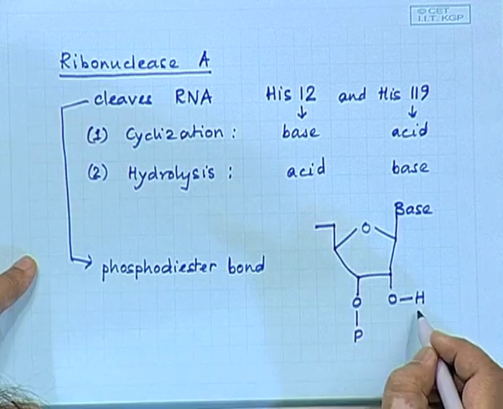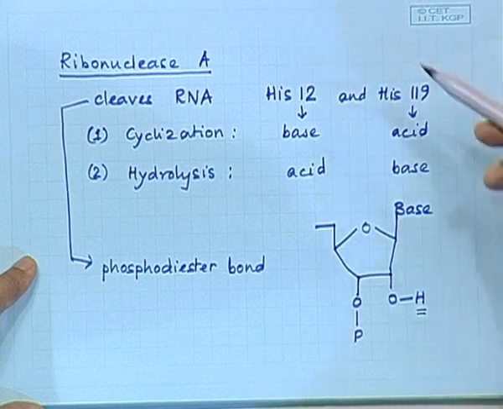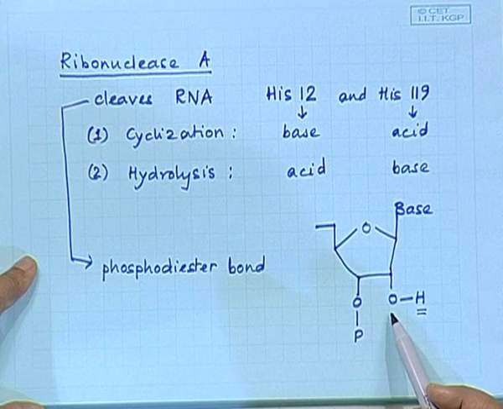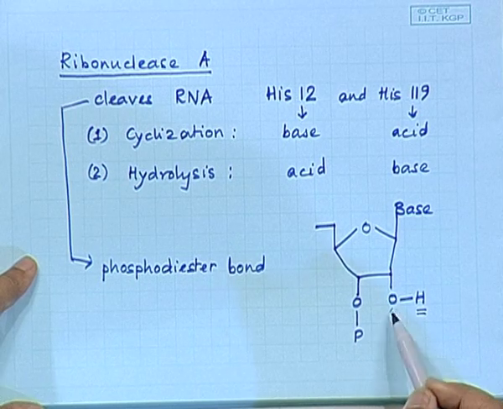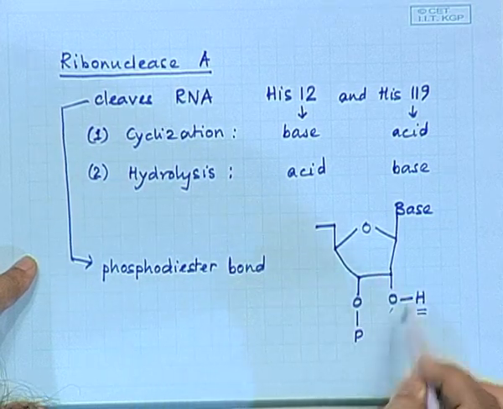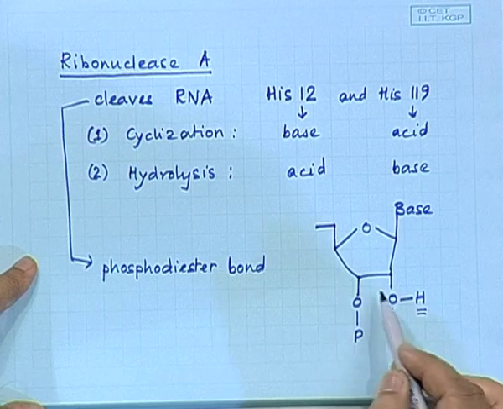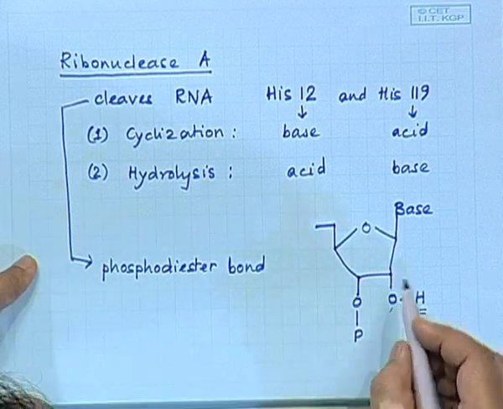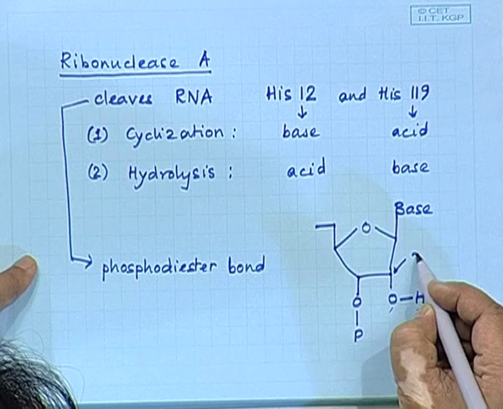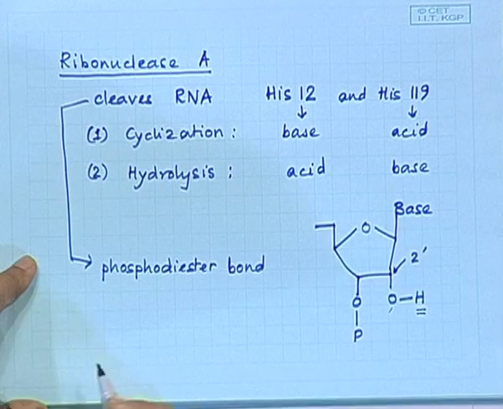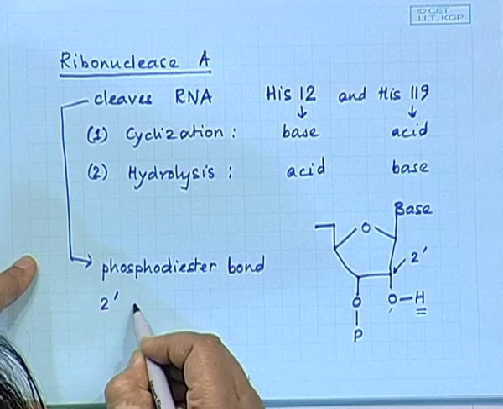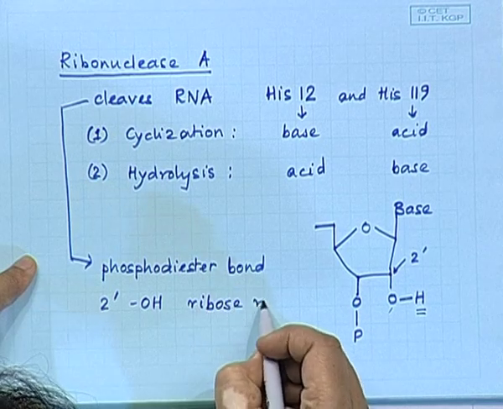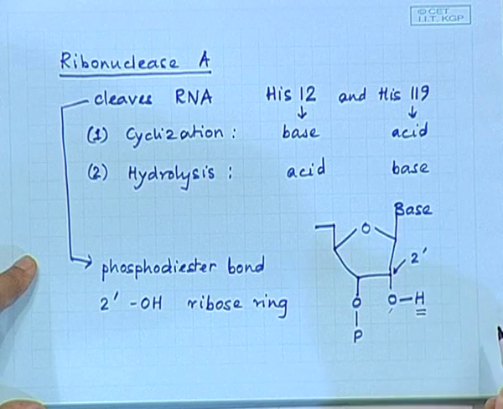Now, what happened to this H? This H was taken up by the histidine in the first step, right? And we had the formation of a cyclic phosphate ring, a cyclization basically, that is formed here, and then we have the hydrolysis. Now, this particular carbon is called 2 prime, right. So, we have the 2 prime OH of the ribose ring where the H is abstracted.